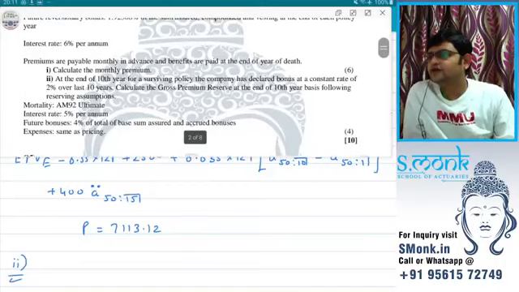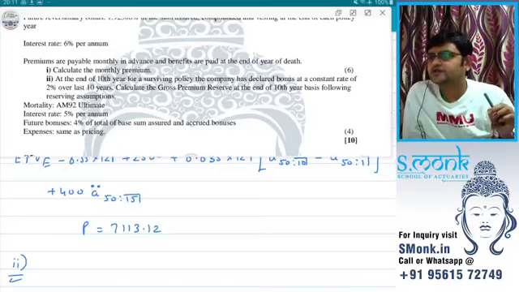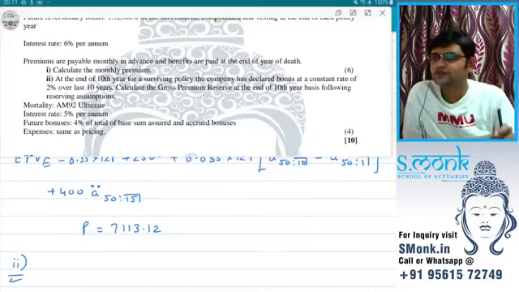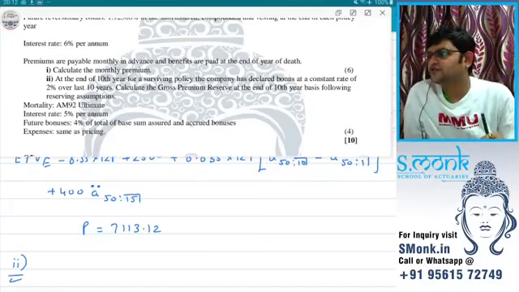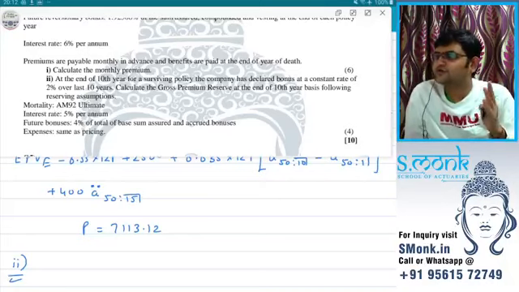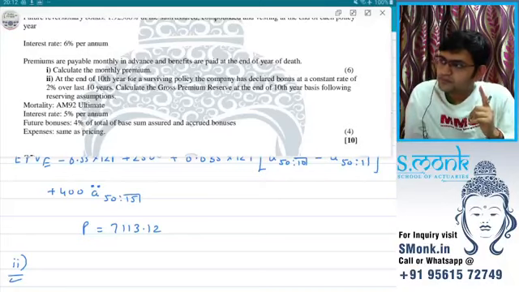At the end of the 10th year, for a surviving policy, the company has declared a bonus at a constant rate of 12% over the last 10 years. Calculate the gross premium reserves at the end of the 10th year based on the following reserving assumptions. You can see the reserving assumption is different from the pricing assumptions.